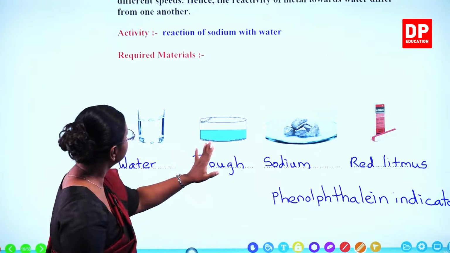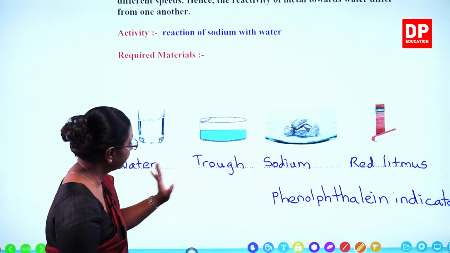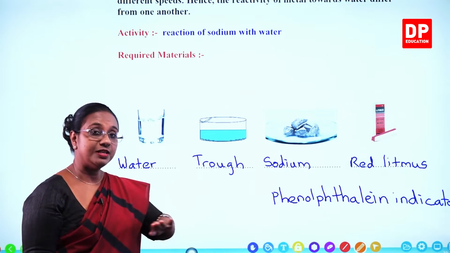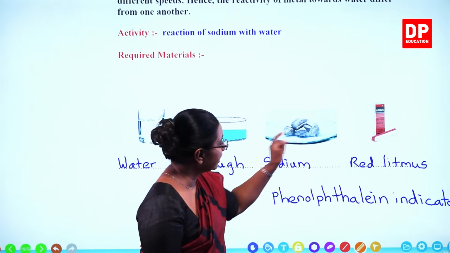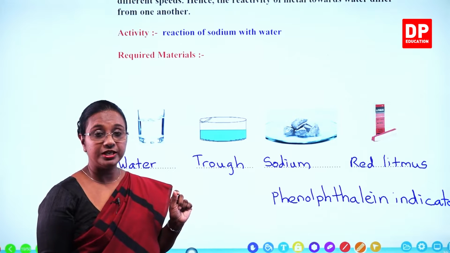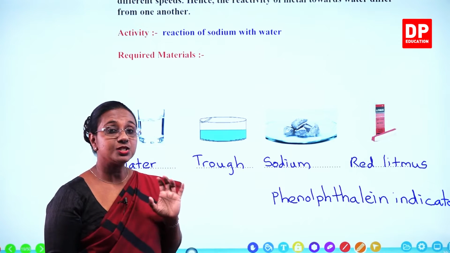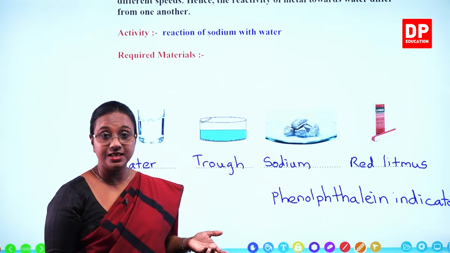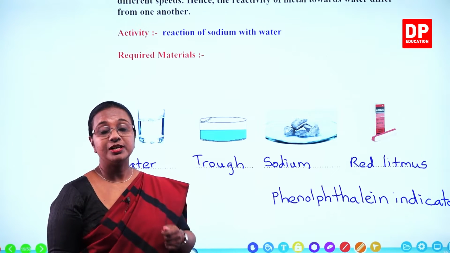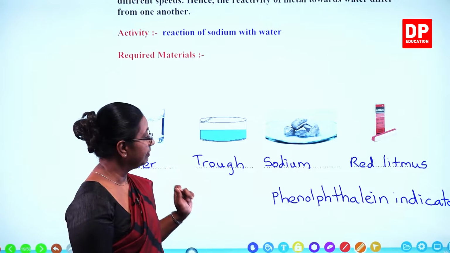So these are the materials that are needed. What we will do is we will take a trough. Into that we take a large amount of water. Into that we take a freshly cut piece of sodium from the container. It can be a brown color glass bottle. Inside that it will be stored within paraffin or kerosene, or a plastic bottle containing paraffin or kerosene. Within that sodium will be stored.